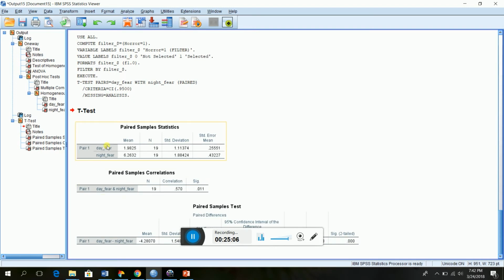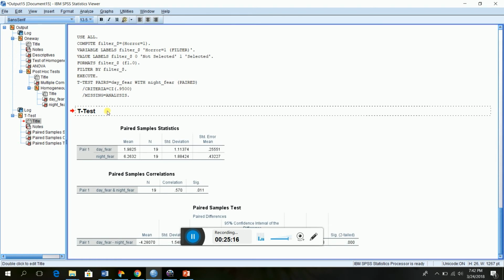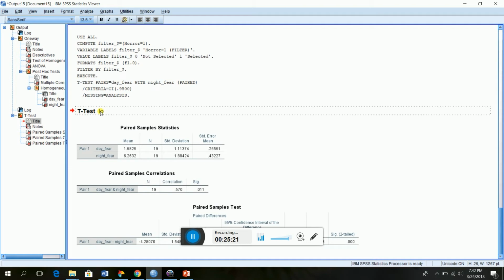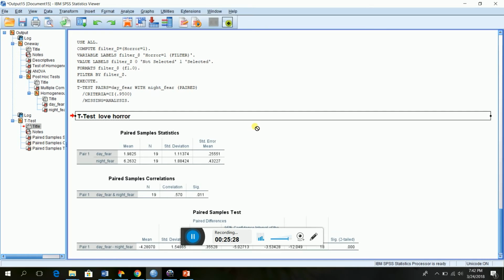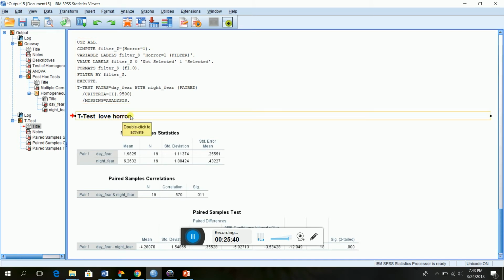So we have the day fear score and the night fear score. Remember, this is just for the people who love horror movies. It would be a good idea at this point, if you double click next to t-test, you can write on the file and just put love horror. When you go back, you want to be able to recall which people you're analyzing here. It does tell you up here, it says horror equals 1, but it's so much easier just to see it if you type it in.